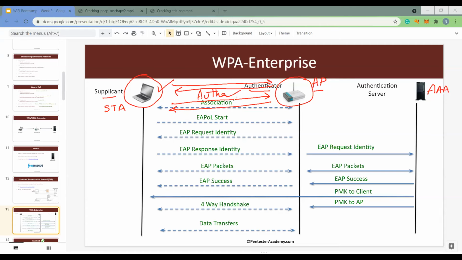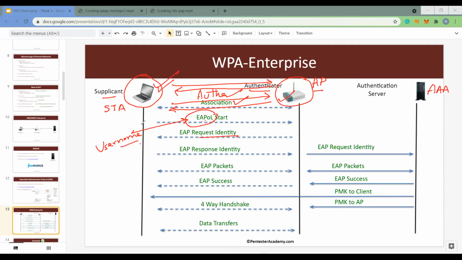Once the authentication and association packets are exchanged, after that, this client here will ask the access point to start the EAPOL. EAPOL stands for Extended Authentication Protocol over LAN. That is what EAPOL stands for. So the client is asking to start the EAPOL. The access point in response will ask for its identity. Now, what is the identity? Identity is the username.